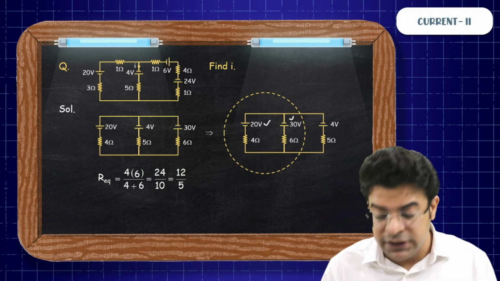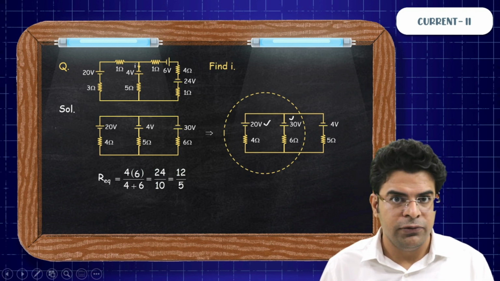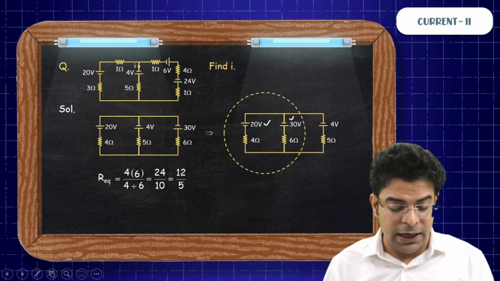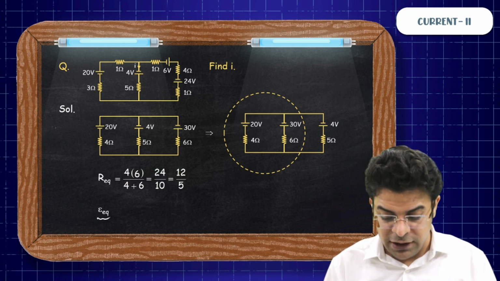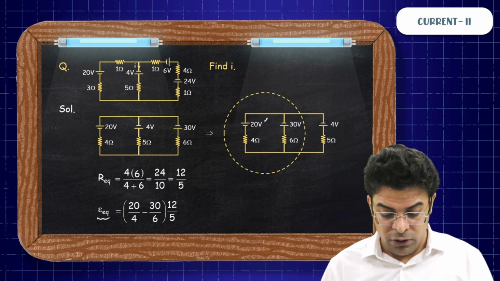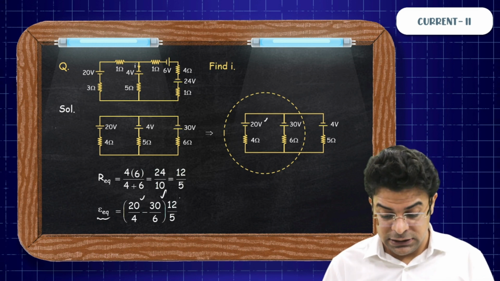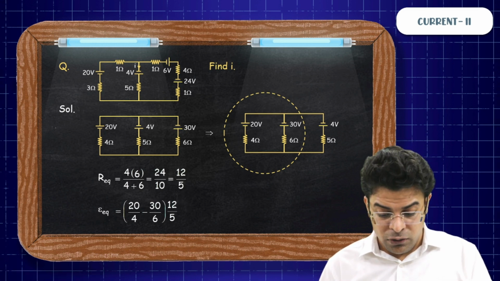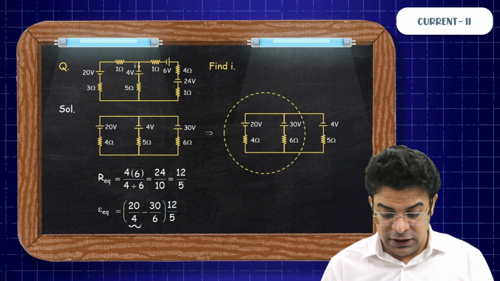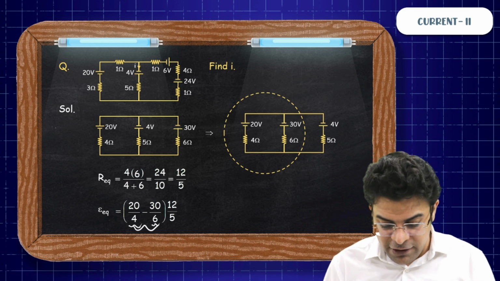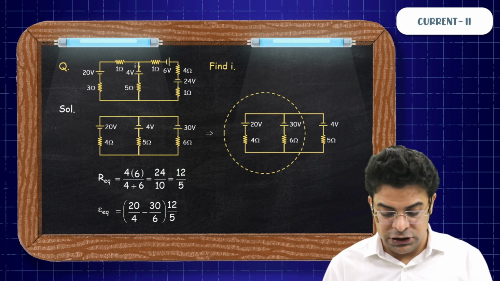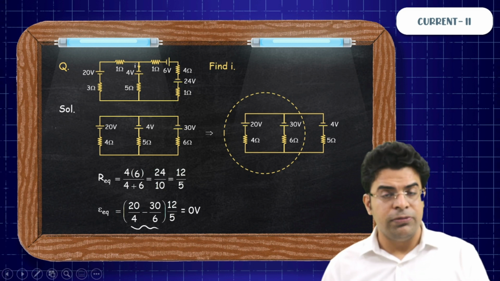These both batteries do not want the upper side to be higher. So here you won't write plus, you will write minus. So you will say E equivalent will be 20 by 4 minus 30 by 6, into 12 by 5. Now 20 by 4 gives you 5, 30 by 6 gives you 5, and 5 minus 5, this whole part becomes 0. So the equivalent EMF comes out to be 0 volt.